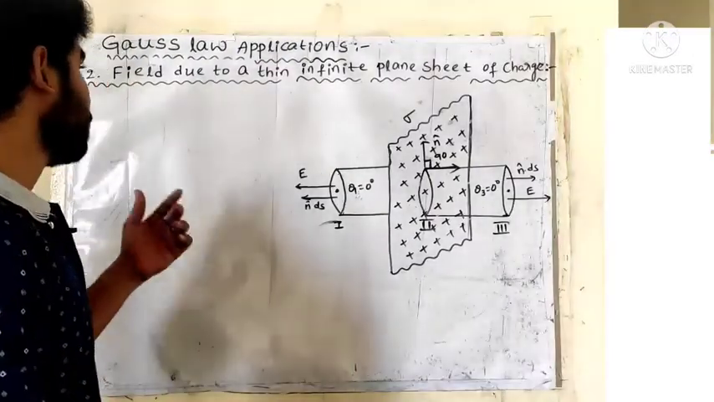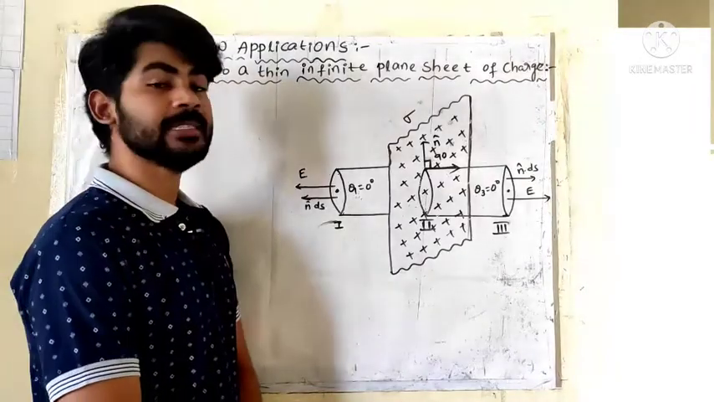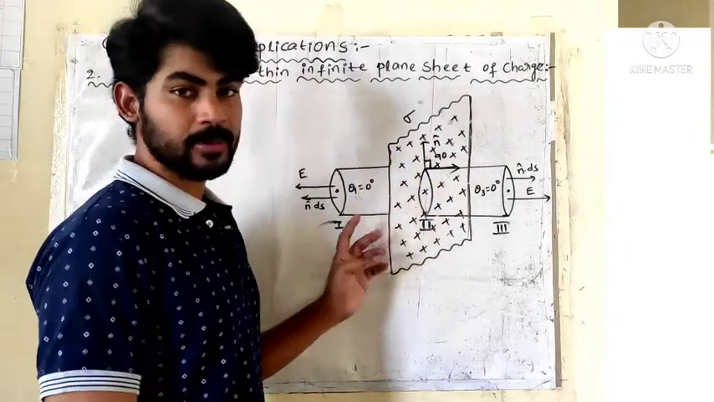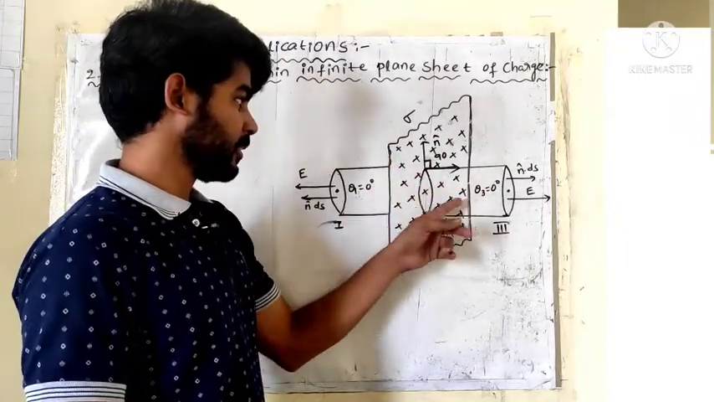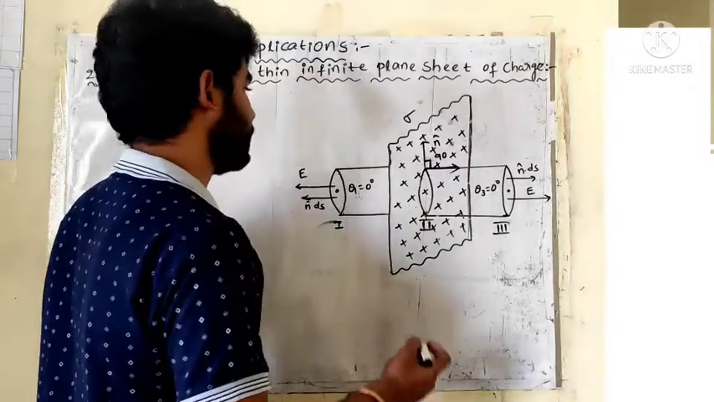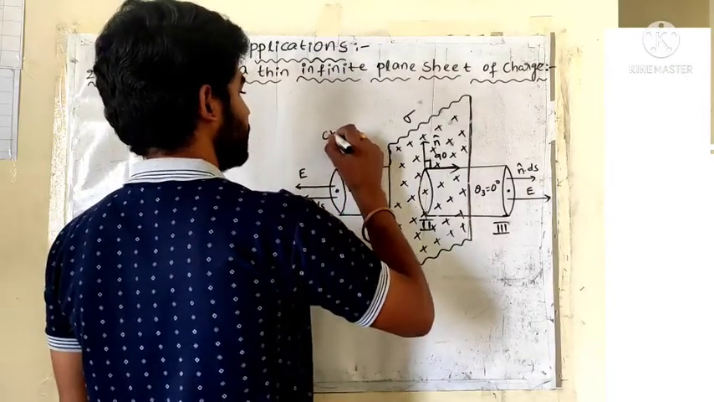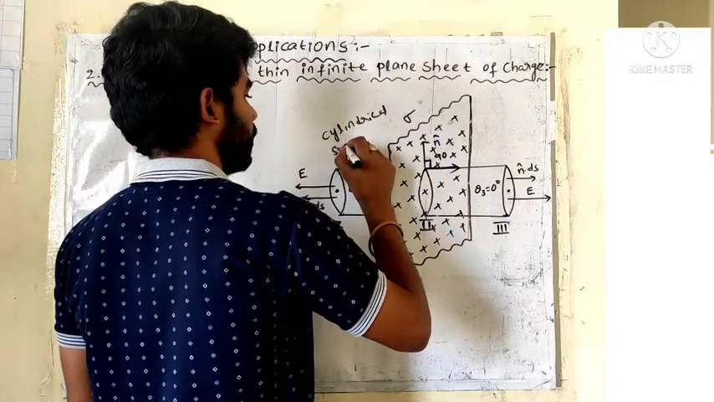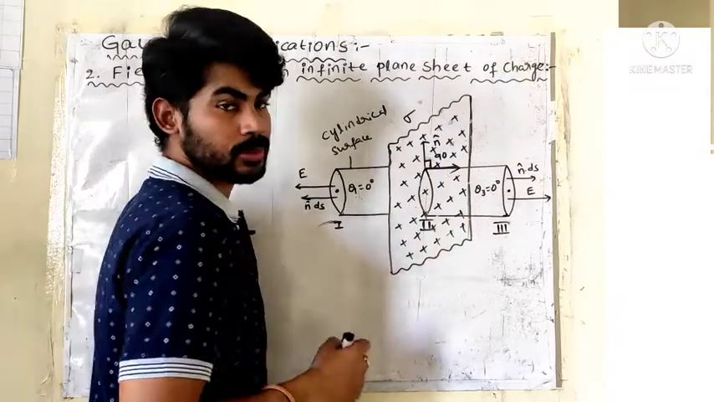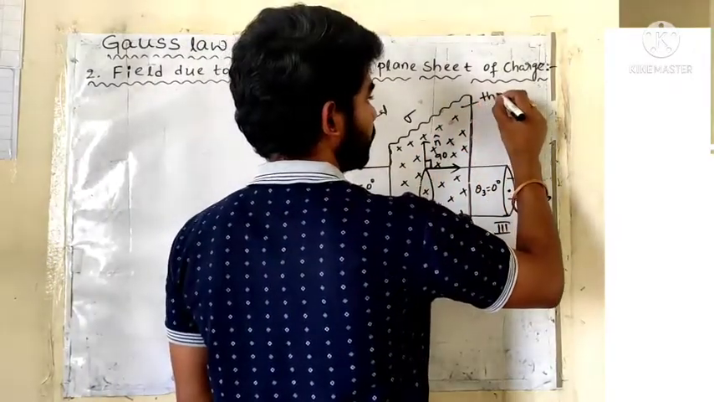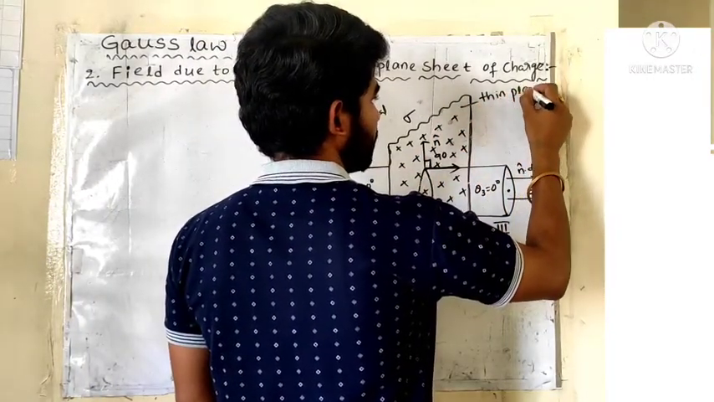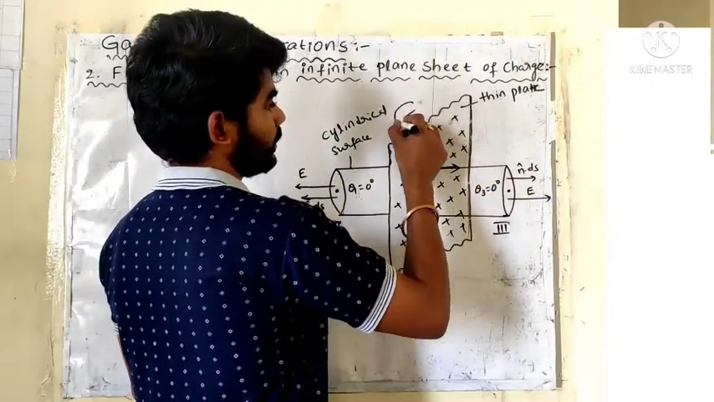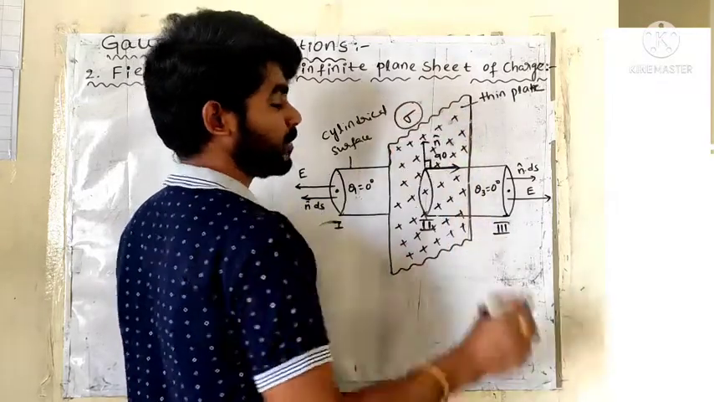The next application is the field due to a thin infinite plane sheet of charge. This is a very thin plate. In this thin plate, just imagine a cylindrical Gaussian surface. So this is the cylindrical Gaussian surface, and this is the very thin charged plate, which is a 2 dimensional body.